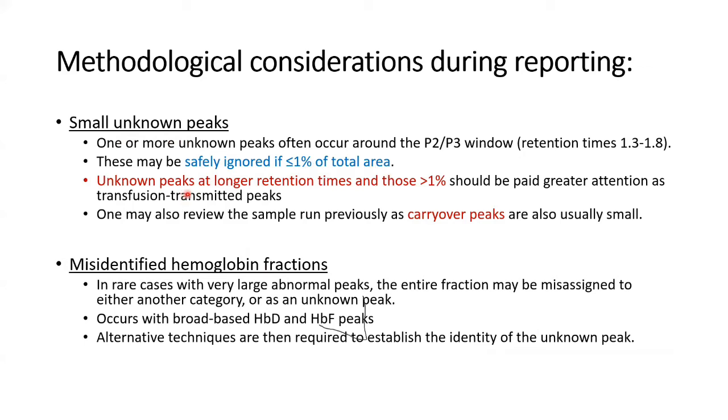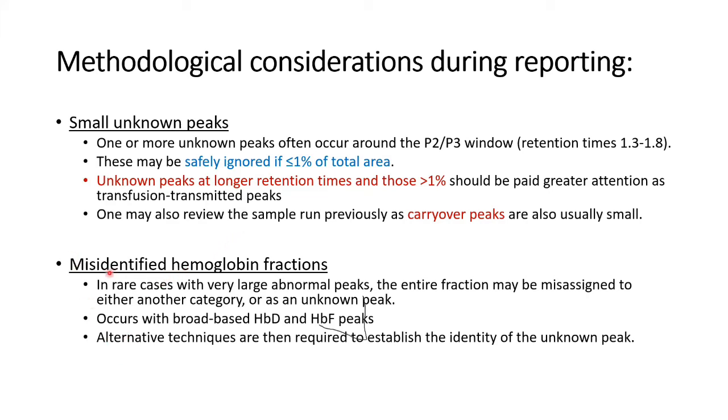However, anything more than 1%, or unknown peaks with long retention time, you have to pay attention to. They could be transfusion transmitted or they could be carryover peaks. Carryover means some amount of the previous sample might be remaining within the HPLC column, and there might be elution of that previous sample's hemoglobin variant molecule into the next sample. So whenever you're running a positive case followed by a negative normal sample, if you're getting any carryover peaks, it is better to rerun the sample.